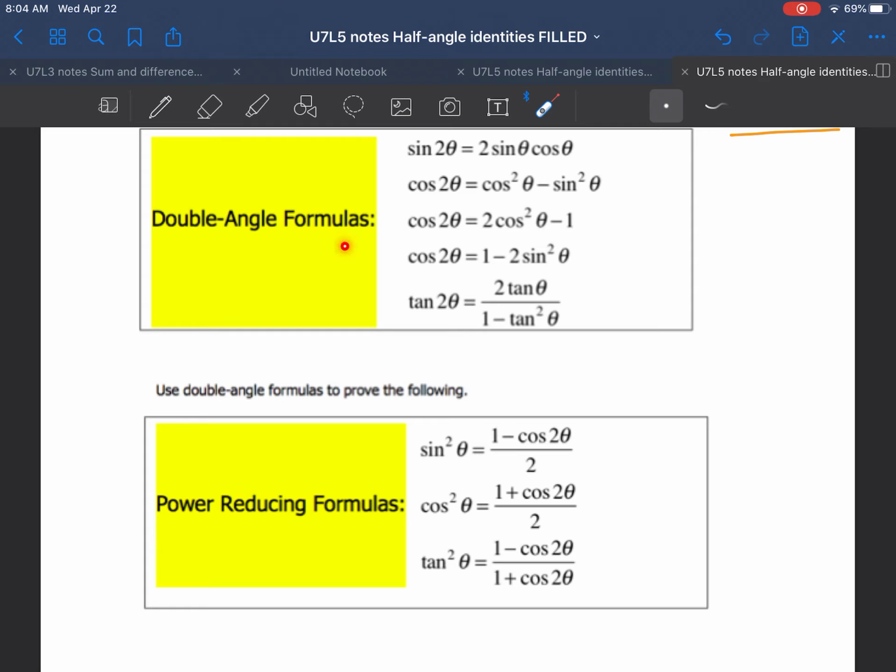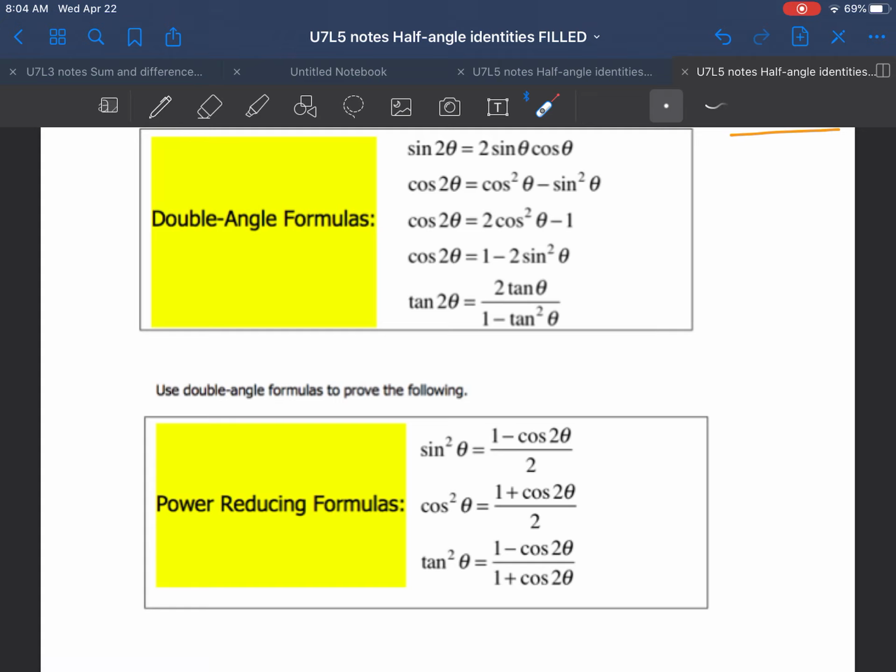I mentioned last time, and I didn't know that we were doing it, or I forgot that we were doing it, that one of the uses of these is actually to prove these. They call them power reducing formulas. Okay, and the reason they call them power reducing is, well, you go from, for example, a sine squared to just a cosine, right? Not squared. You go from a cosine squared to a cosine. You go from a tan squared to a cosine.